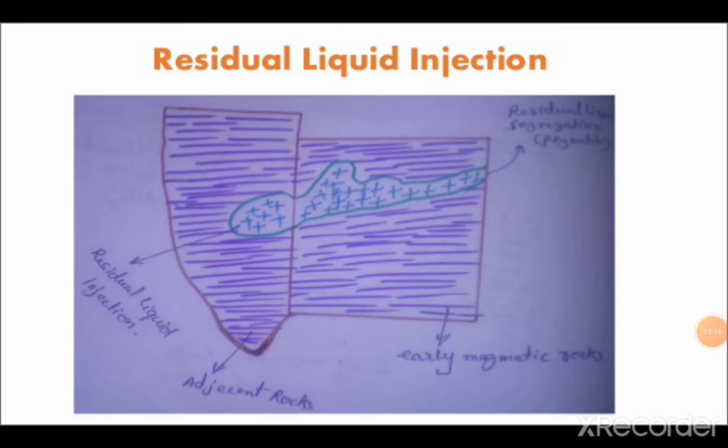This is the picture of residual liquid injection. In this picture, we can observe the residual magma entering into the adjacent rocks. When it completely cools down, it forms the banded structures in rocks.